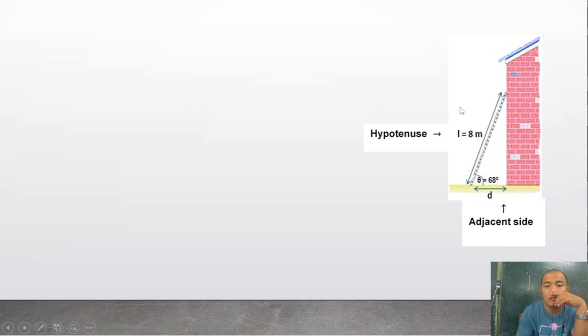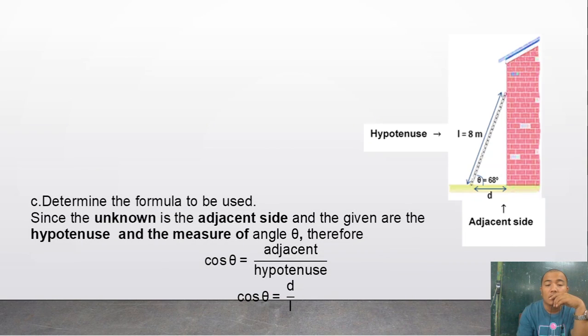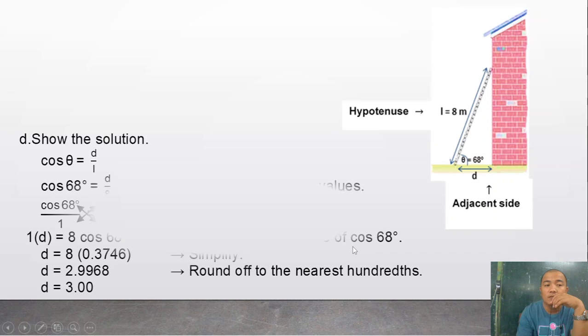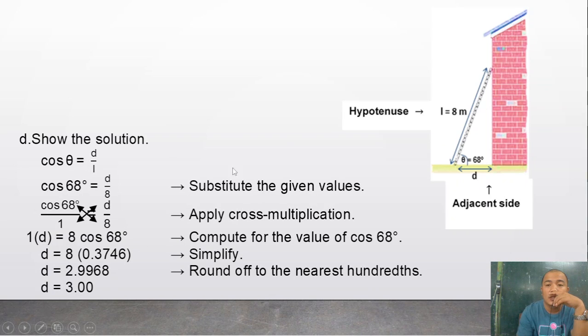So what are the sides involved? If it's a right triangle, hypotenuse and adjacent side. And if adjacent side and hypotenuse are involved, then what are we going to use? A trigonometric function. Of course, we're going to use cosine, because cosine theta's ratio is adjacent over hypotenuse. So cosine theta is equal to D over L. Or simply, cosine 68 degrees is equal to D over 8.